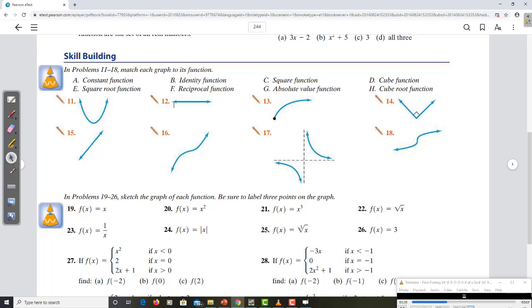We'll finish it here. 12 would be a constant function, just a flat line, A. This is square root. This, absolute value, is the one we just looked at. This, well, that's a linear function. Specifically, it's the diagonal function, it looks like, so that would be the identity function. This is definitely the cubing function, so the cube. This, by the way, would be the cube root, so that would be h. And then this is the reciprocal function.